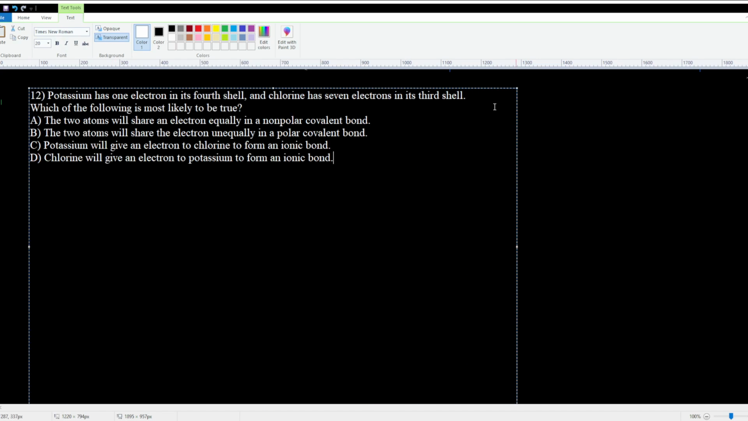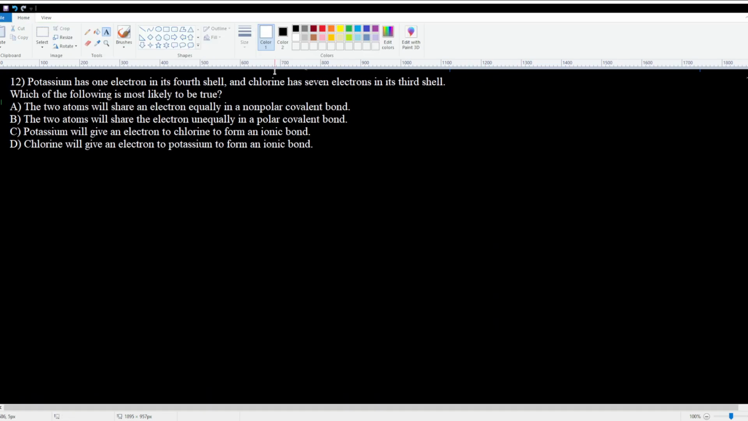So now we're talking about number 12. Potassium has one electron in its fourth shell, and chlorine has 7 electrons in its third shell. What is most likely to be true? This is kind of a trick. This question is meant to trip you up, I believe. If you don't have a periodic table in front of you, it's hard to tell what the fourth shell is exactly. But potassium is just going to have one electron on its valence shell, aka its fourth shell. And then chlorine has 7 on its outermost shell, aka the valence shell.